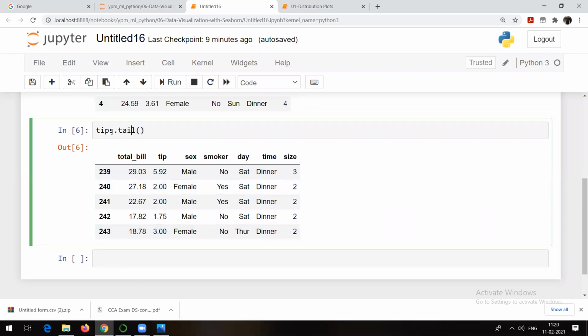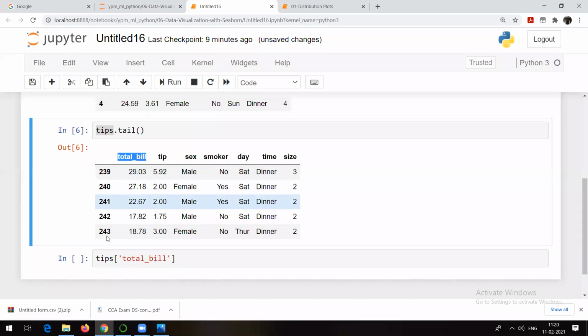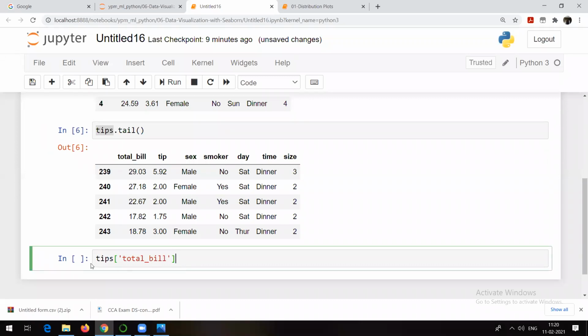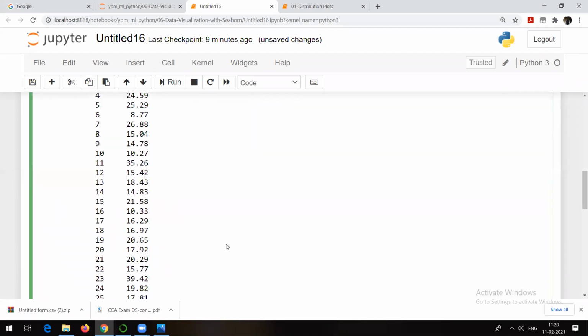For example, see, tips is my data set. Now from the tips data set, I want the data from the total bill column. You can check it, total bill is one of the columns, one of the variables in the tips data set. This command is a simple indexing. It is going to show me all the rows from the total bill column only, right? Just a minute. We have seen that there are 244 rows. So this is going to show me all the data from the total bill column. You can check it.